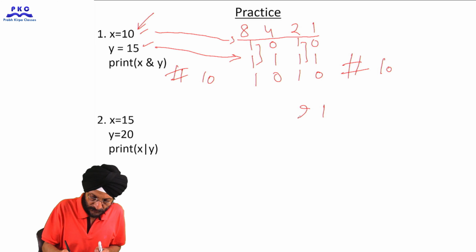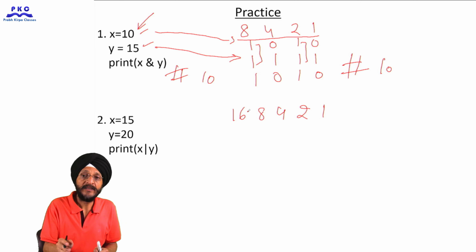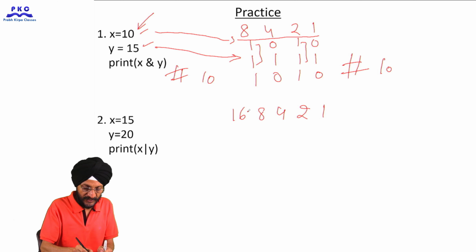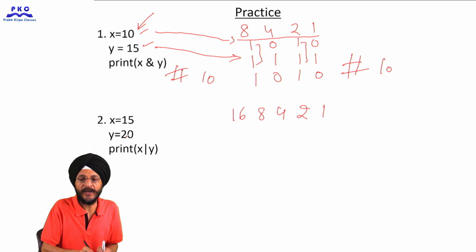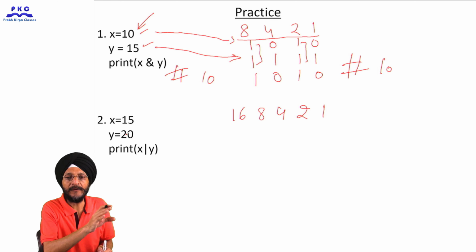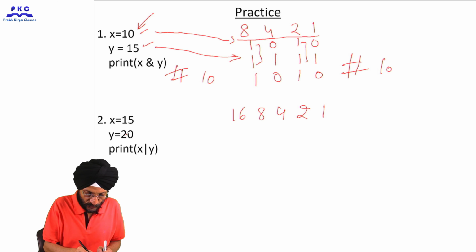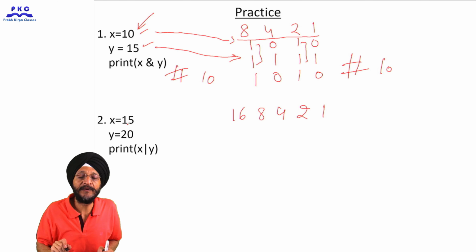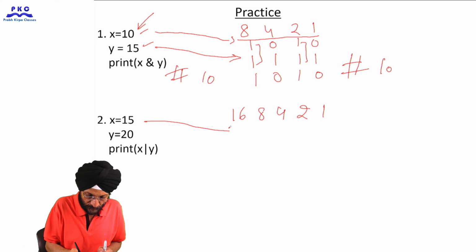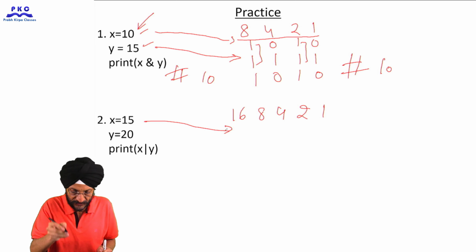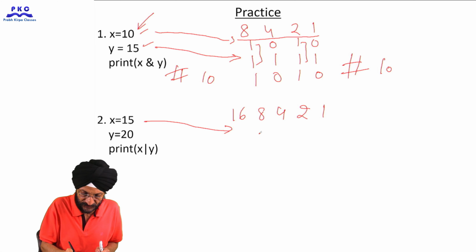So we will start from here: 1, 2, 4, 8, 16. We have written up to 16 because here the value of y is 20. We will write up to that which is less than or equal to 20. So how will we get the binary number of 15? How can we convert 15 into a binary number? 8 plus 4 plus 2 plus 1.